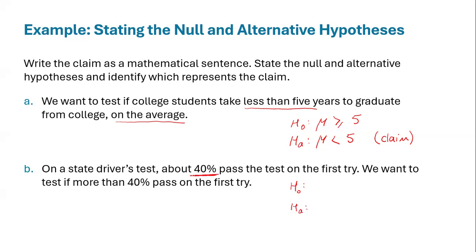Since you see the percentage, anytime you see a percentage, it tells you that it is a test about the proportion. So we are going to use letter p for the proportion. And it says we want to test if more than 40%. More than 40%, since there is no equal sign, we put it on the alternative. Don't put the percentage, make sure to change it to decimal. And that's the claim. And if the alternative is more than, that means the null is less than or equal.